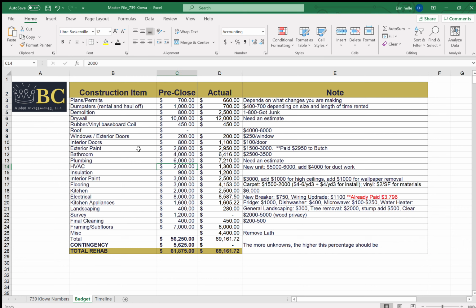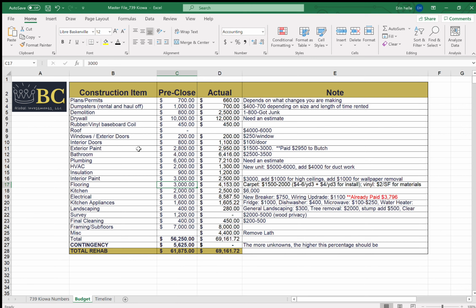They're pretty great. We planned for $900 in insulation. I completely forgot to consider that we had to insulate the roof of the house. So we ended up being at $1,200, and that was just a stupid mistake. Interior paint, we estimated $3,000. We actually came in at $2,500. Flooring, we anticipated $3,000, but we ended up paying more like $4,153 because we had to pay someone to do the carpet.